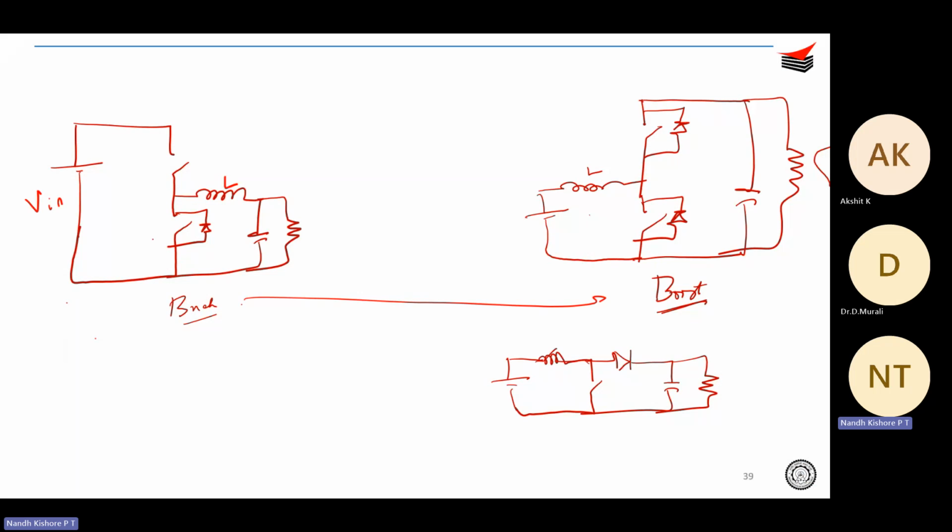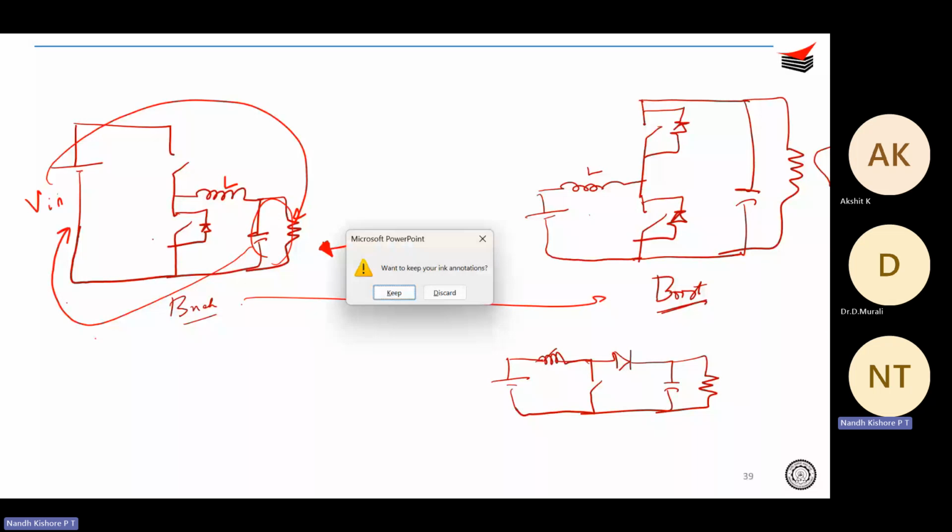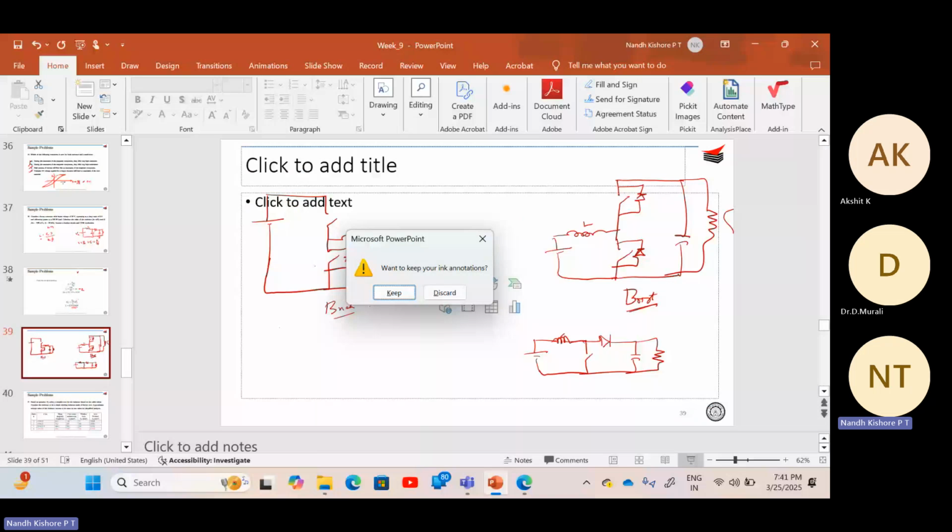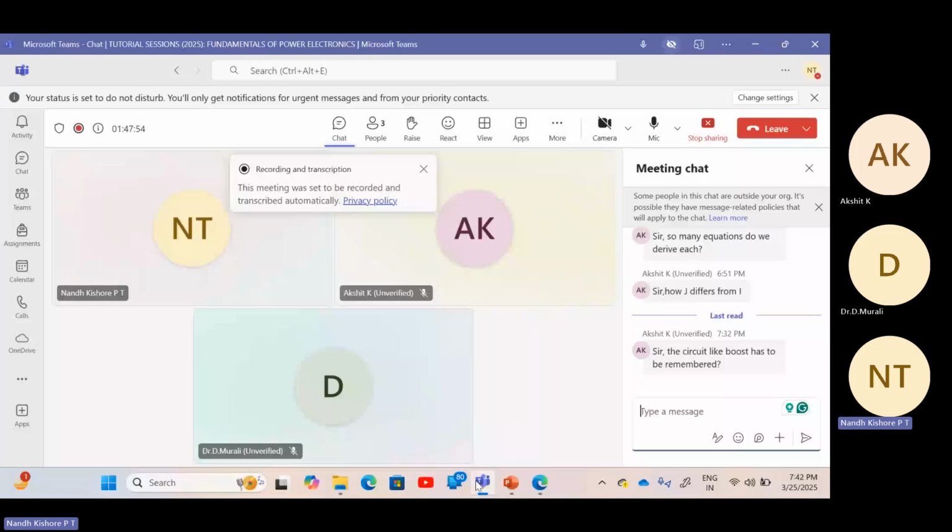You look from the input side. So what you do is you transfer the V in to the output, and you transfer the capacitor bank to this side, and you get a boost converter. If you look from this side, this is a boost converter. Buck converter will look like a boost converter if you look from the output side. So isn't it easy to remember? Just remember a half bridge, and from that you get your buck and boost. Is it fine, Akshit?